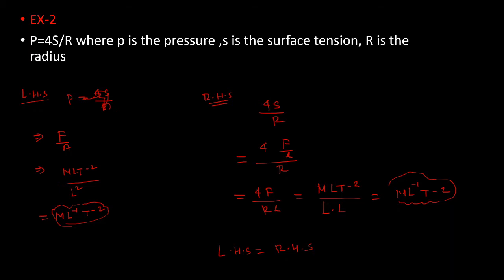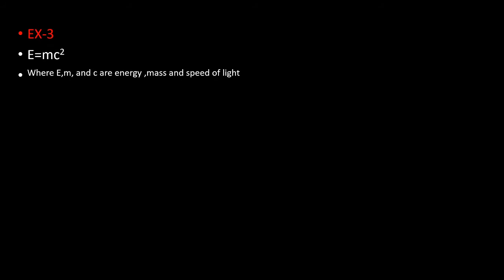Next, our third question is E equals m c square. Now I'm going to find out the dimension of E. Again I need to take the left hand side. That is E, the energy, right? And we know the formula for energy and the formula for work done are the same. The formula for work done is force into displacement, clear? So energy becomes force into displacement.